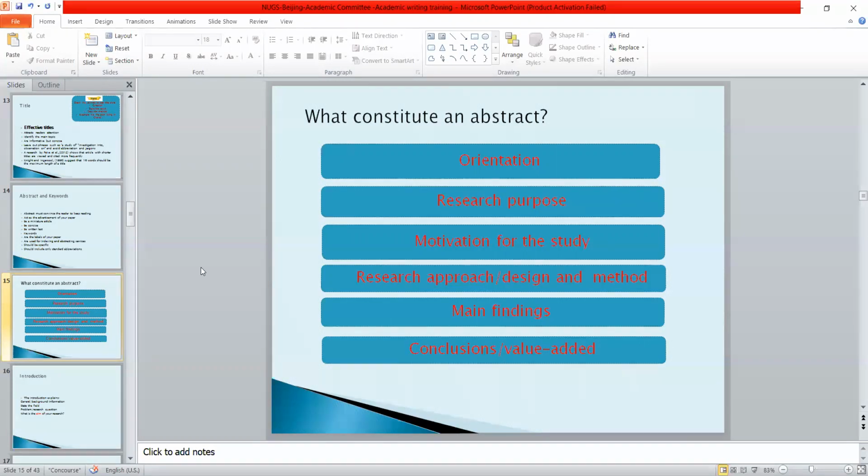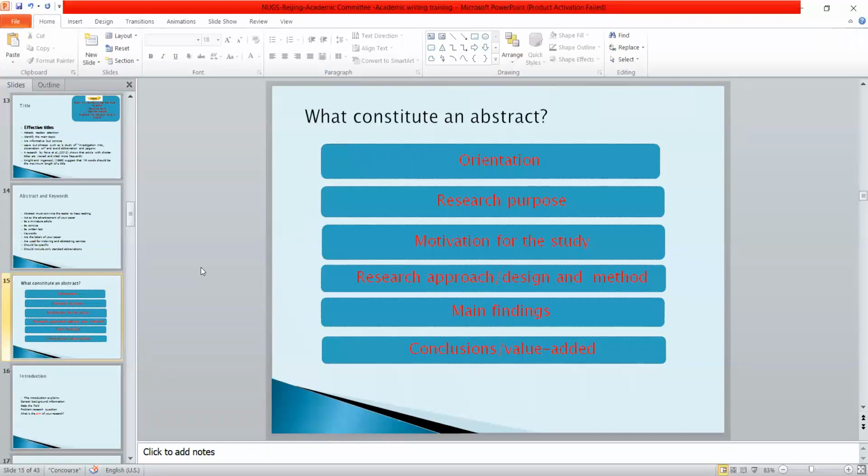So that is what goes into your abstract: the orientation, the research purpose, the motive of your study, the research approach or design, then your main findings and conclusions. In fact, some journals will even ask you to indicate this as you write. So let's look simply at how to write an abstract.